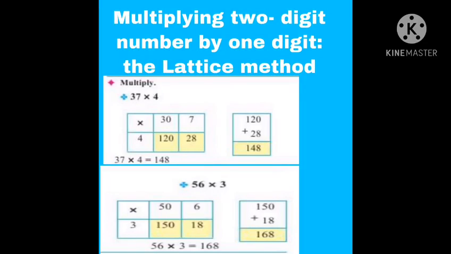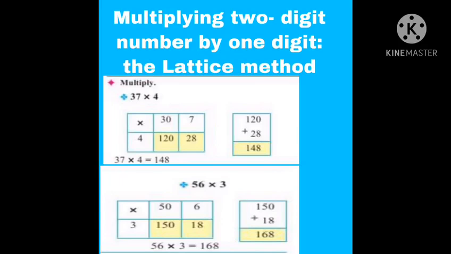Multiplying a two-digit number by one digit by the lattice method. Now the question is given as 37 multiplied by 4. Again you have to draw a box, and in the first box you have to write the multiply sign, which is compulsory. Then you have to split 37 and you will get 30 and 7, and down you have to write 4. Then you have to multiply 30 multiplied by 4, and the answer we are getting is 120. You can write 3 4s are 12 and then put the 0 down, you get the answer as 120.